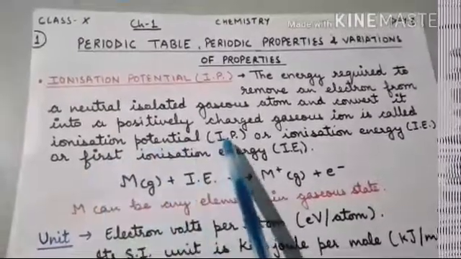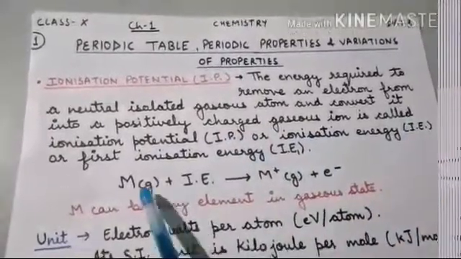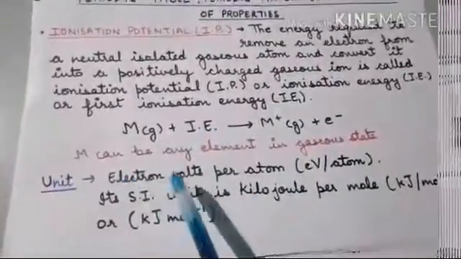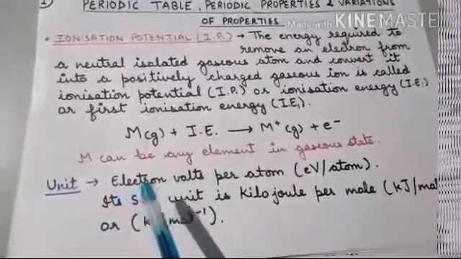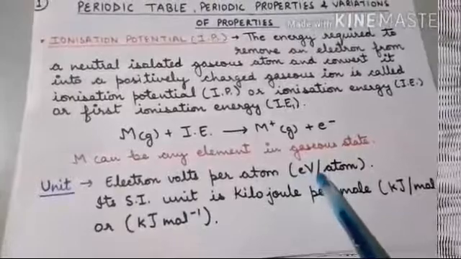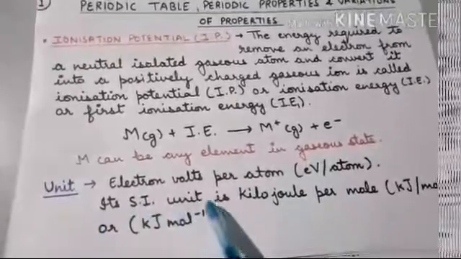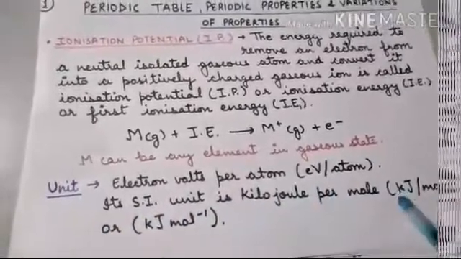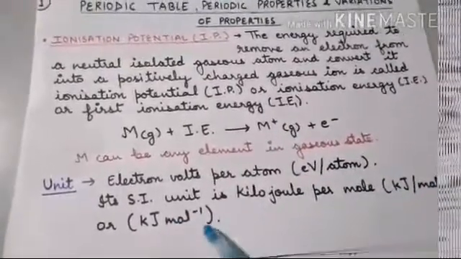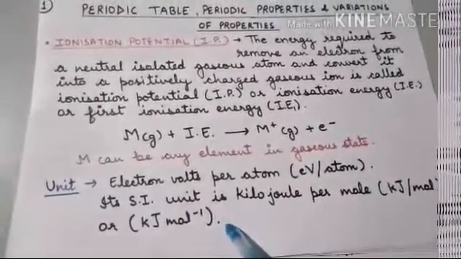Ionization potential we can write in short IP, or ionization energy IE. First ionization energy IE1. Now the unit of ionization potential is electron volts per atom. It can be written as eV/atom. Here small e, capital V. Its SI unit is kilojoule per mole, or it can be written like this. So these two forms you can use for writing the unit of ionization potential.